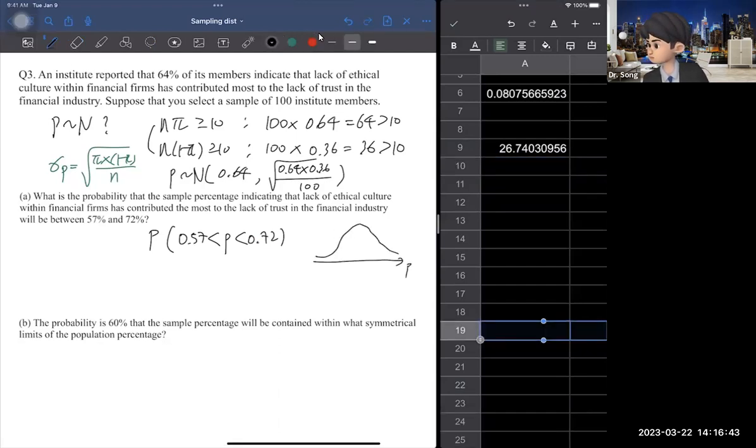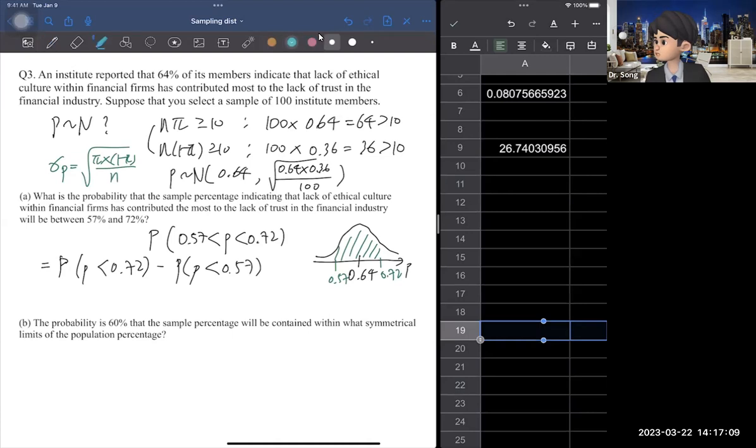This is the sample proportion P, and we know that it follows normal distribution with the mean equals 0.64. And here is 0.57, and here's 0.72. We want to find the shaded area. Like we did before, in order to find that green shaded area, we first need to find the probability the sample proportion is less than 0.72 minus the probability the sample proportion is less than 0.57. So the first one, let me use the yellow color, is this one. And then we need to find this pink one, and then subtract, and we can find the green shaded area.